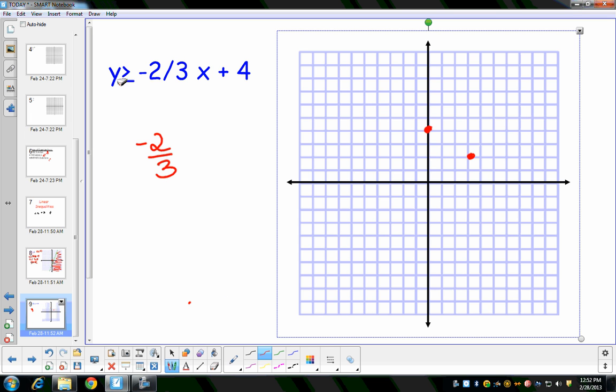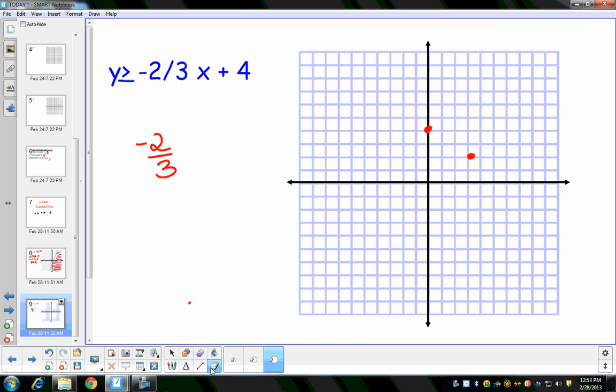Because of the greater than or equal to part, that means I'm going to put a solid line here. So change it so I have a solid line. Arrow on the other end. So that means my solutions are either going to be up above here, it could also be on the line, or they're going to be down below, but could also be on the line.